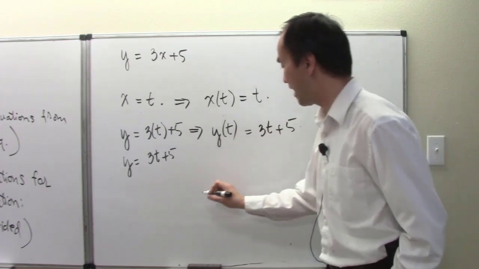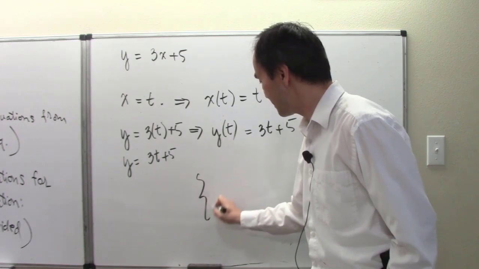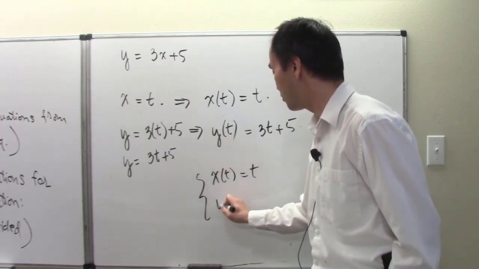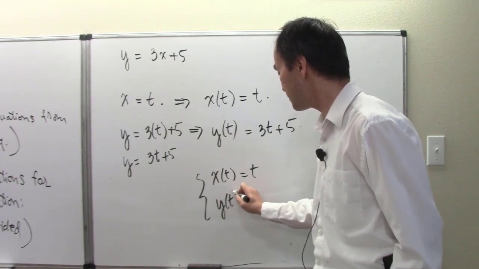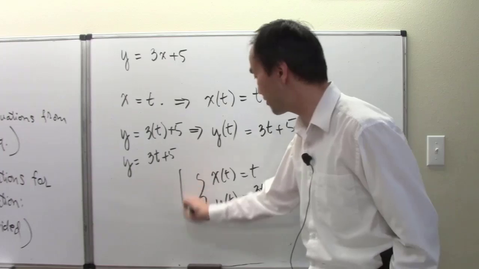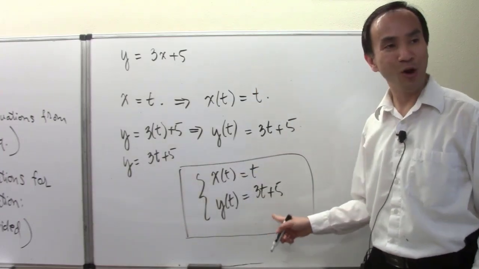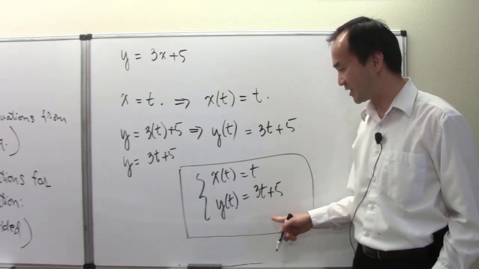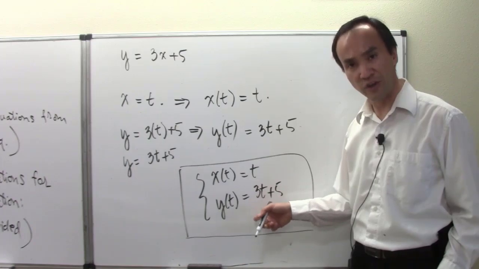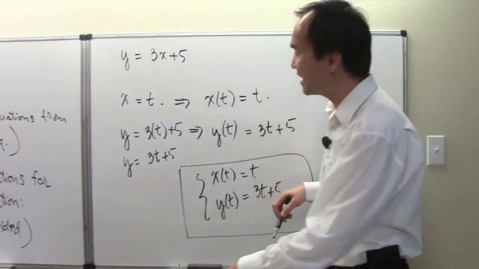And so now we have one way of writing the parametric equations: x of t equals t, and y of t equals 3t plus 5. You already have a set of parametric equations. I'm not saying that this is the only way, but this is the most trivial way, the easiest solution.